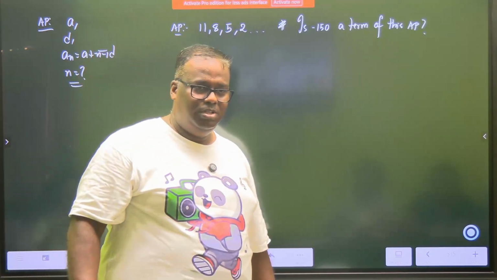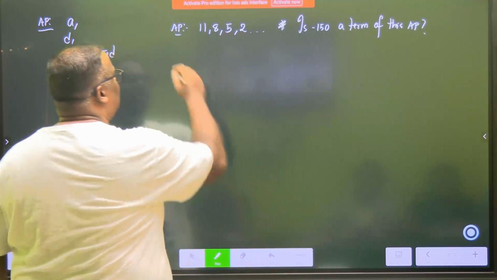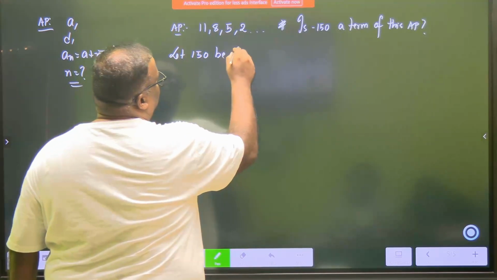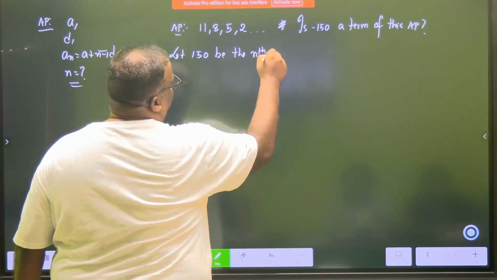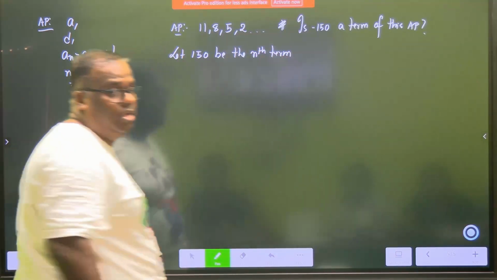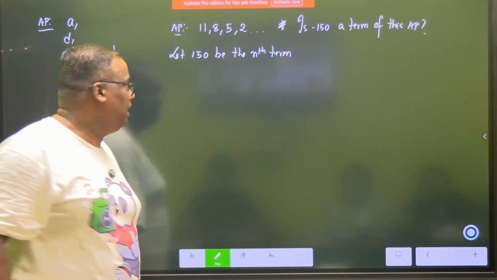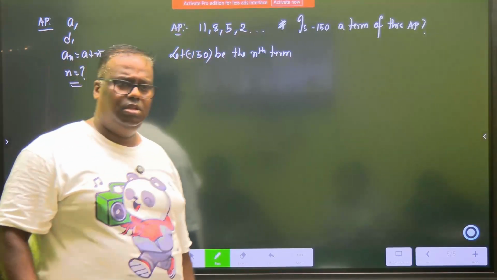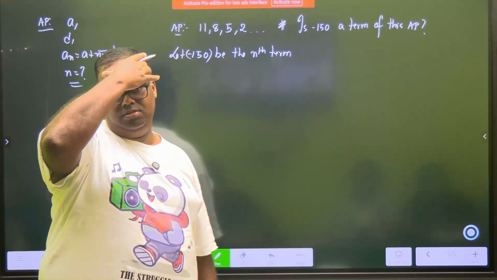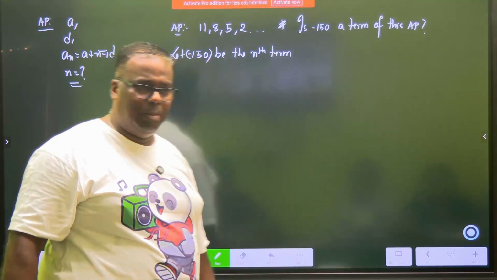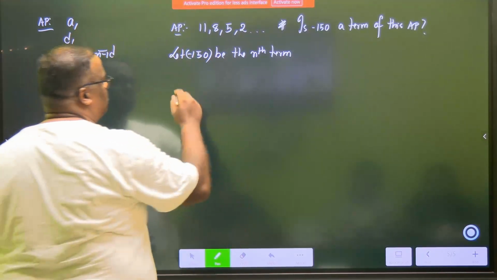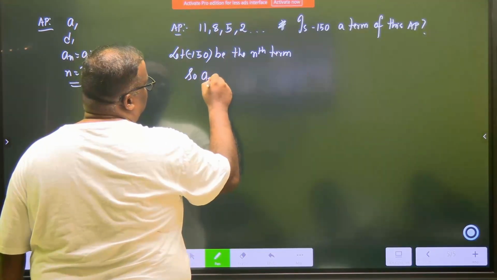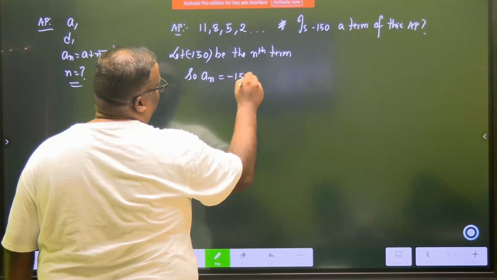Yes or no? So we say, let negative 150 be the nth term. We have assumed it. Let Mishka be a good girl. Approve हो जाएगा, either good आएगा या bad आएगा. ठीक है? Be the nth term. Right? So an is equal to negative 150.